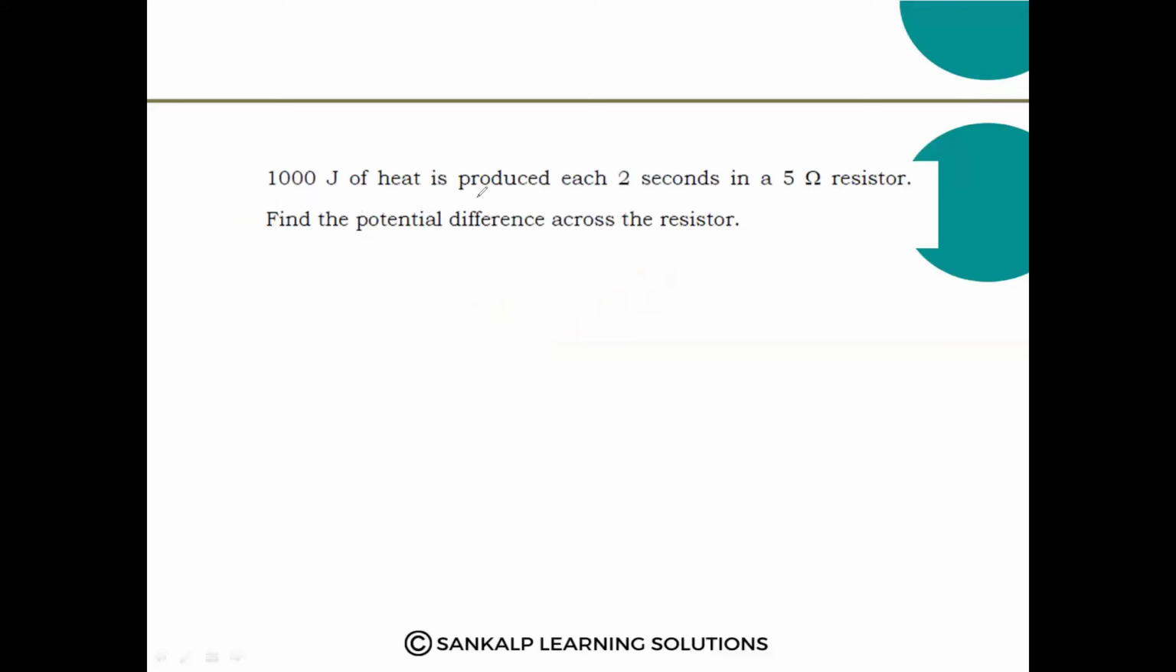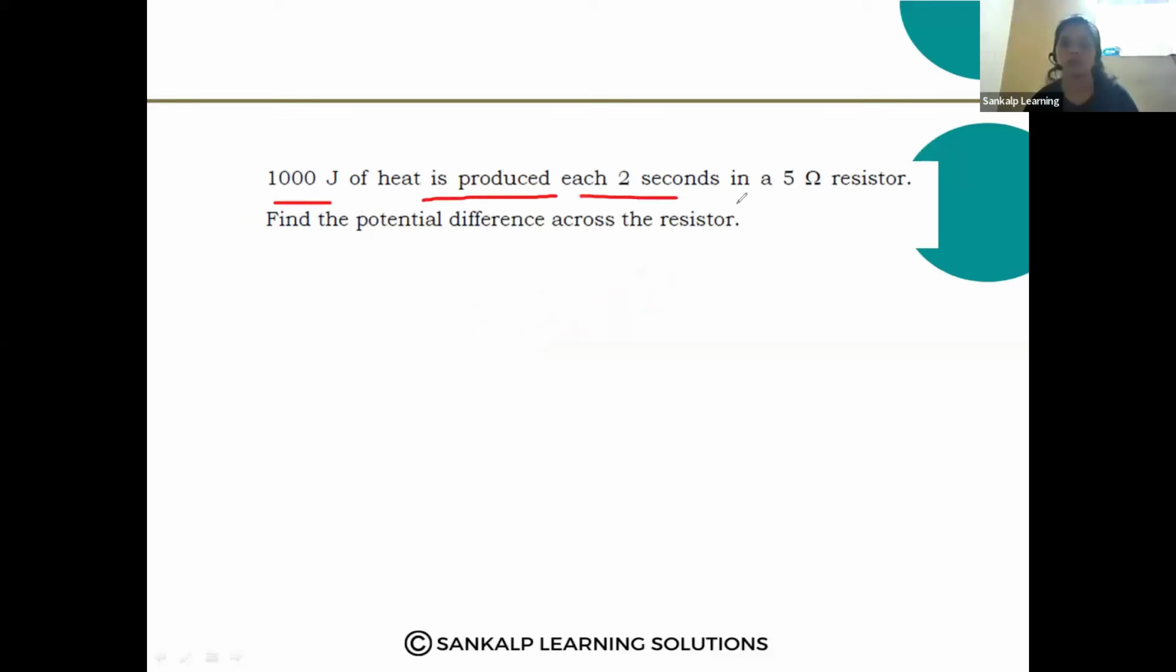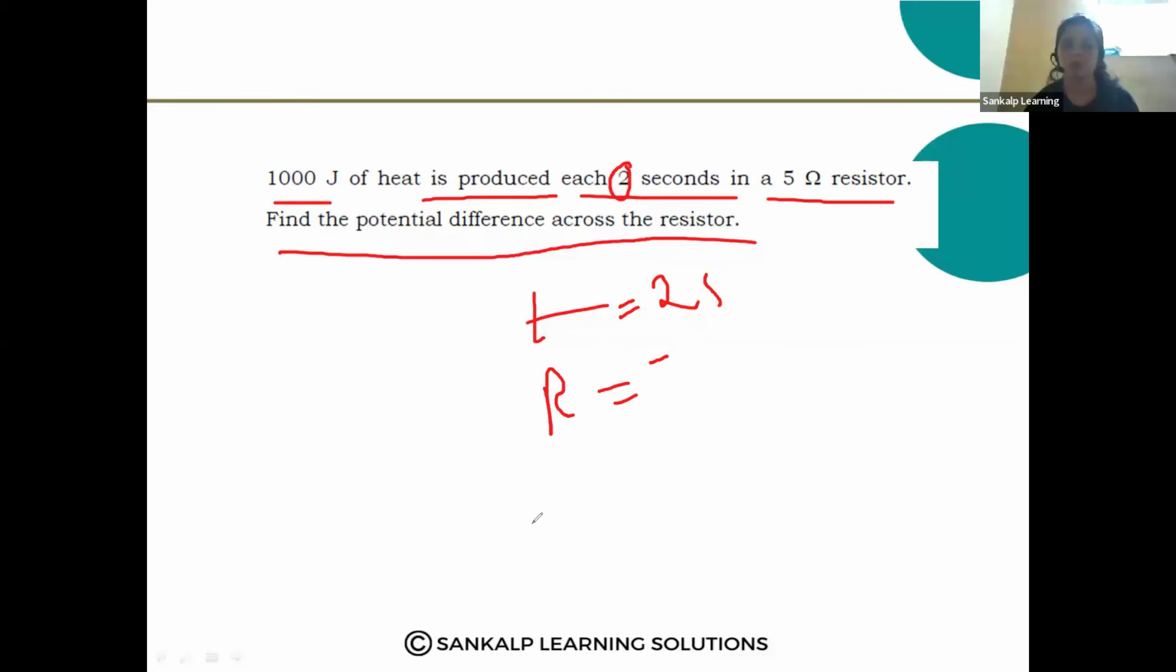Next question. 100 joule of heat is produced each 2 seconds in 5 ohm resistor. Find the potential difference across the resistor. So here, what is the given data? What are the given points here? T is given. T is equal to 2 seconds. R is equal to 5 ohm. Then heat produced, that is 1000 joules. So what we have to find out? We have to find out the potential difference across the resistor. So that is V we have to find out.